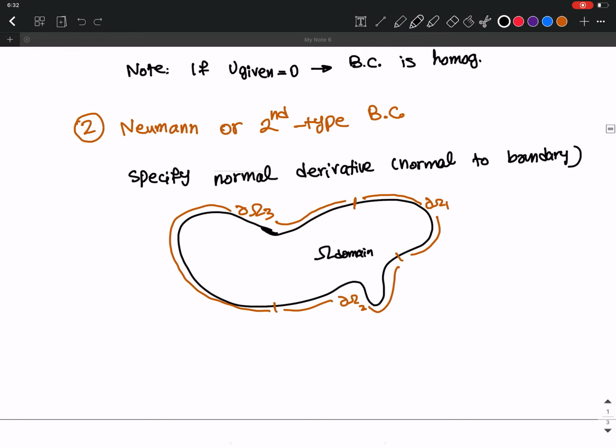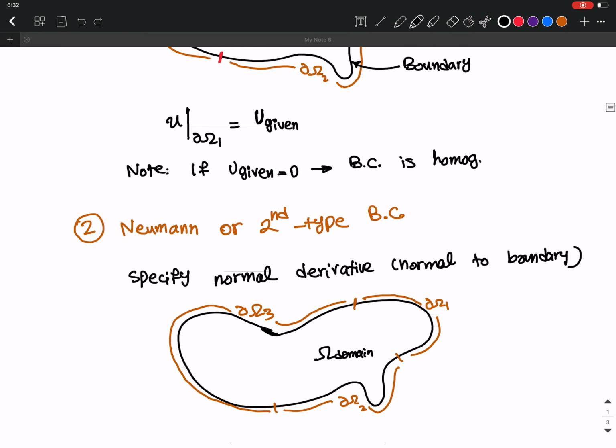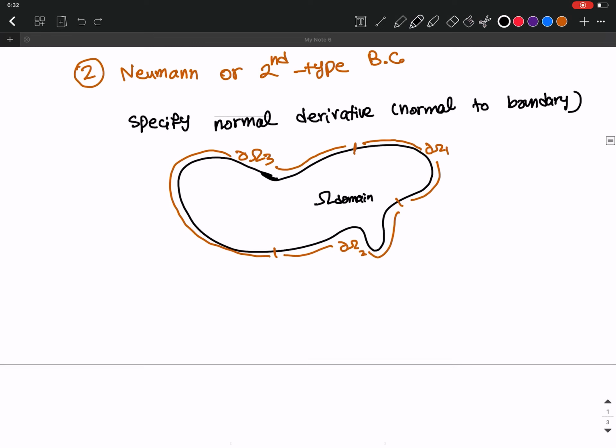So for the second one, we need to specify the normal derivative. So say this is the normal vector, and you can have it everywhere. Let me just quickly show it. This is going to be the normal vector to the boundary.